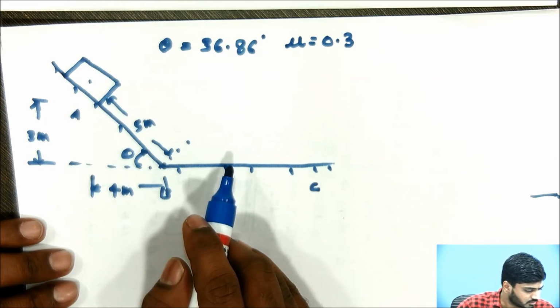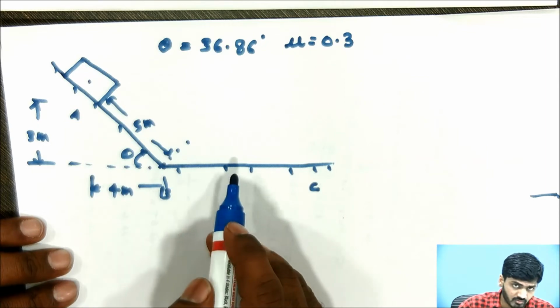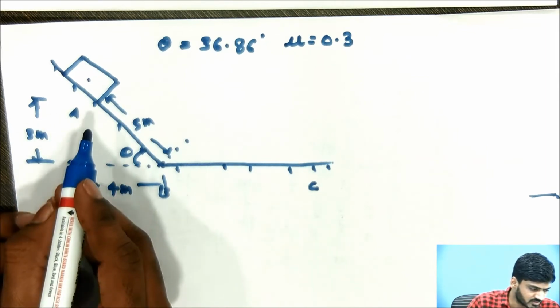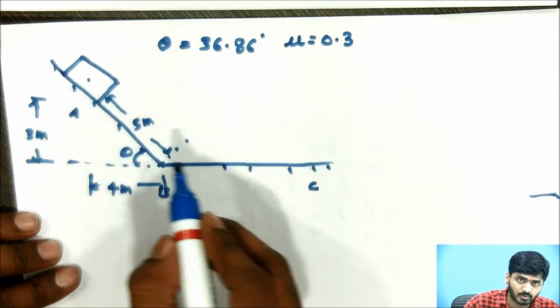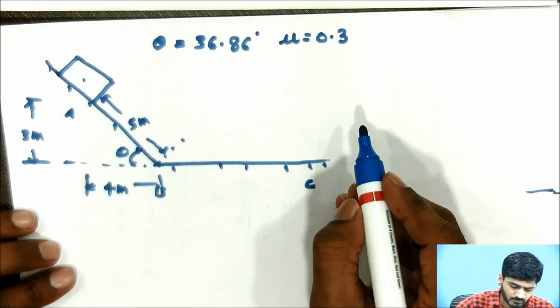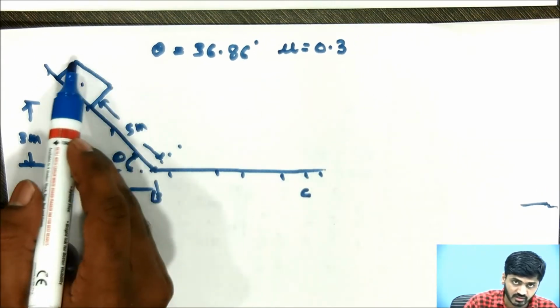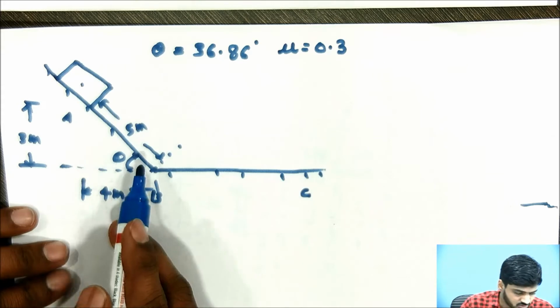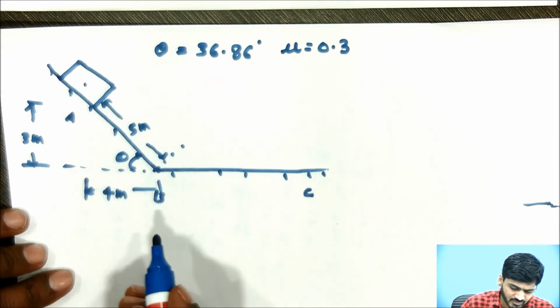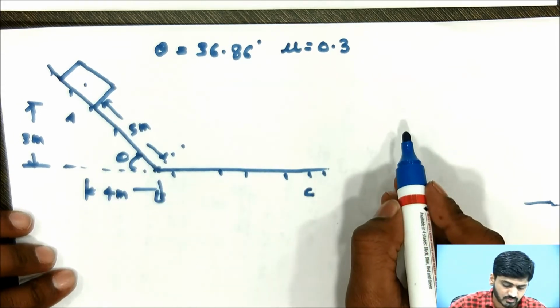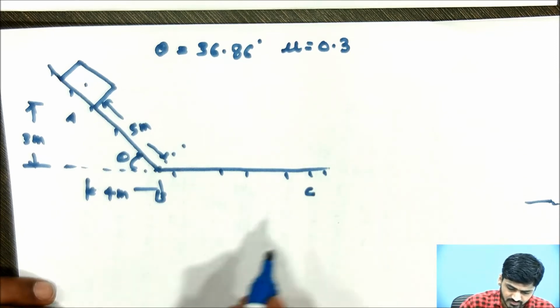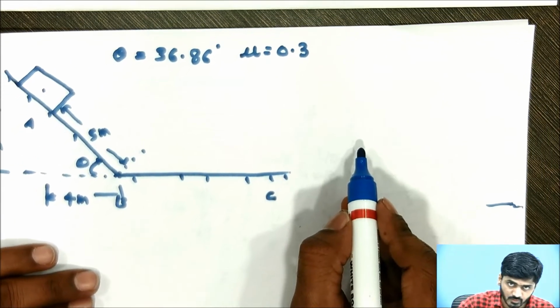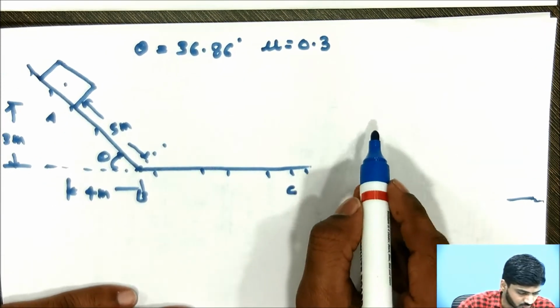Now here, the weight of this particular block is not given. So we are considering two parts separately. First, the block moves from A to B, and then we are going to apply the energy principle. So if I consider the first case, the schematic diagram looks like this.